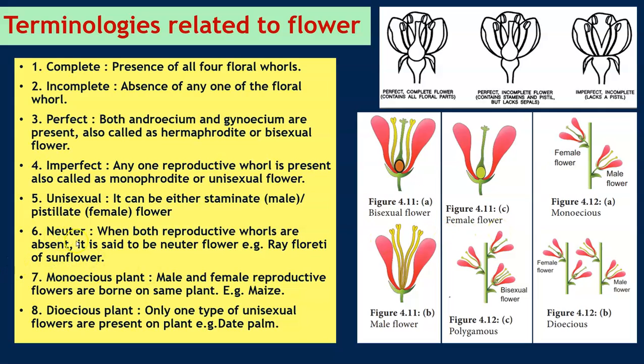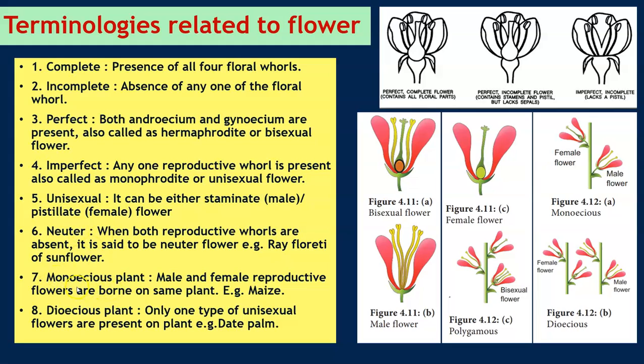Then we also have neuters. When both reproductive whorls are absent, then the flower is called a neuter flower. We have the example of the ray floret of the sunflower. I do not have that image, but it will simply have the petals, and these important reproductive whorls will be missing. So such a flower is your neuter flower.